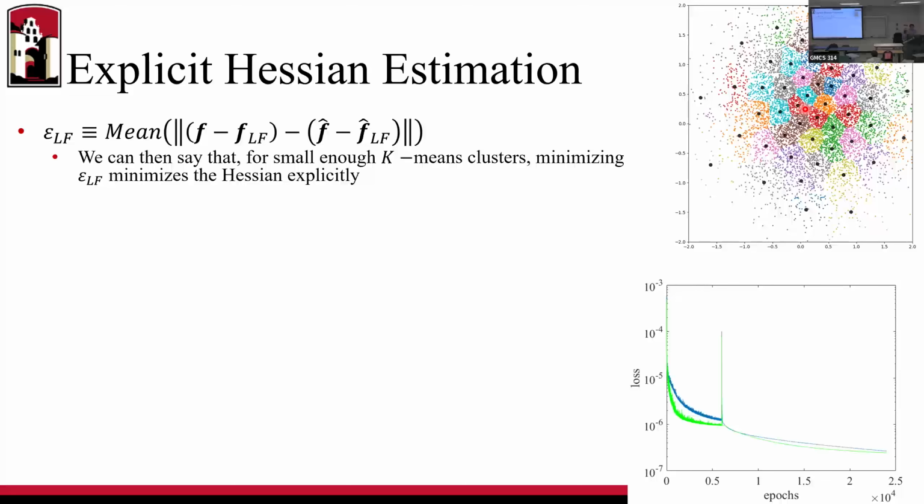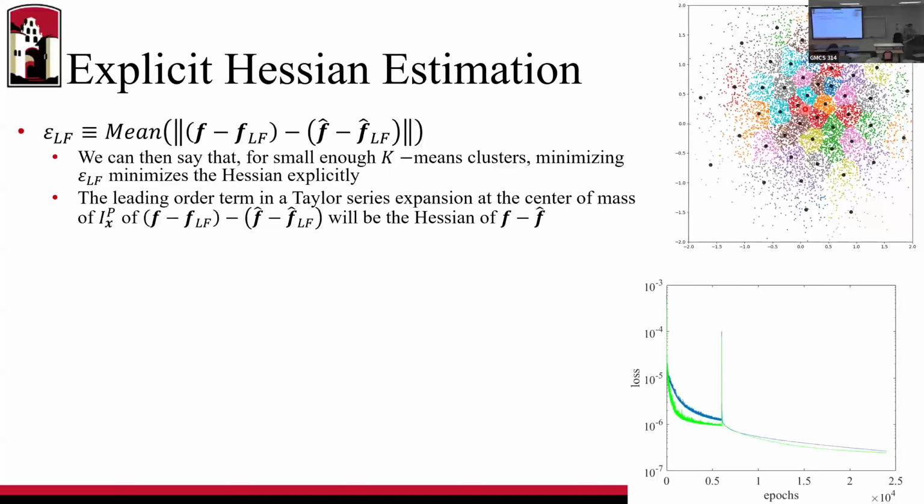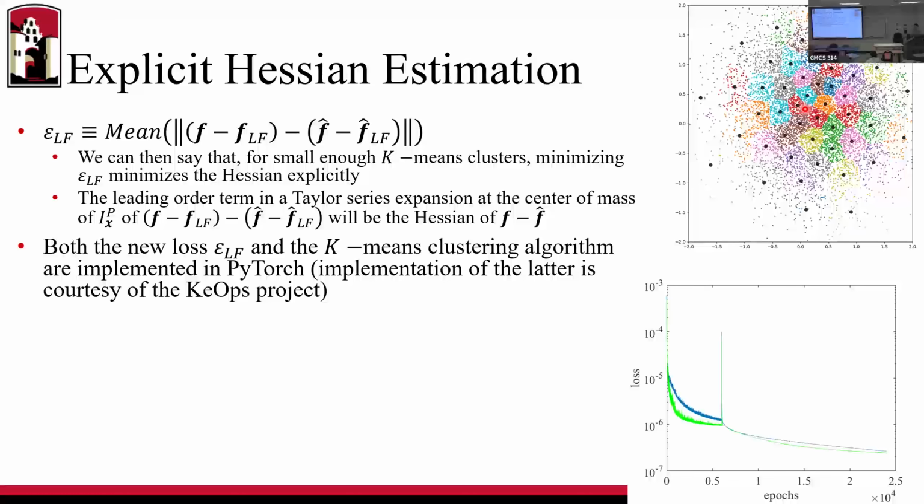Okay, so we can say that for one of K-means clusters, minimizing this epsilon LF is going to minimize the Hessian explicitly because by the mean value theorem, this approximates the Hessian at the center mass of that cluster, and this approximates its Hessian at the center mass of that cluster. So minimizing their difference means that we're matching the Hessian. Okay, and both the new loss and the K-means clustering algorithm are implemented in PyTorch.